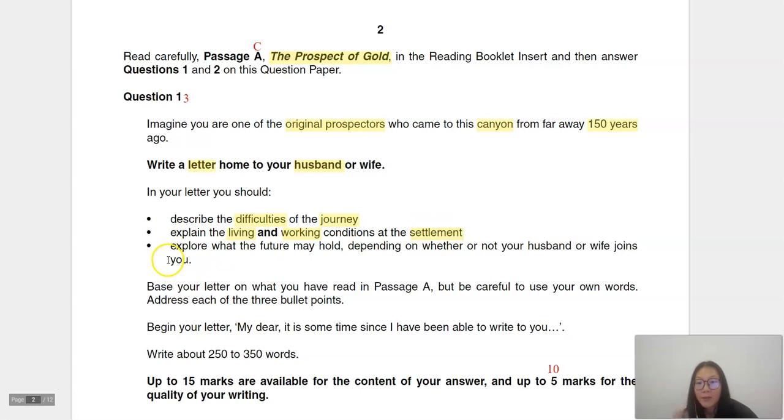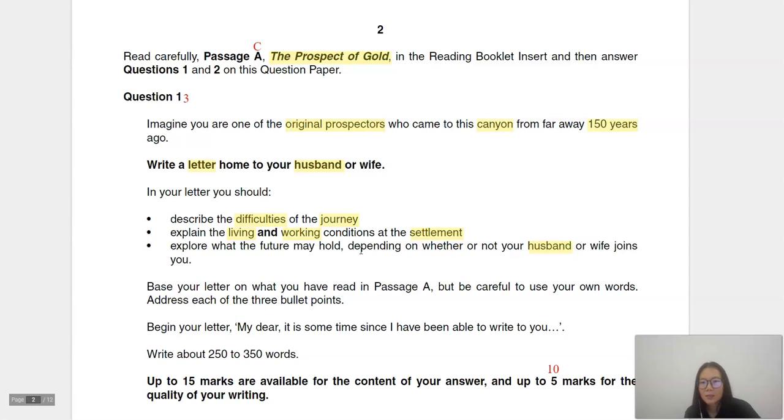Okay, and then of course you have to explore what the future may hold, depending on whether or not your husband or wife joins you. So in this case, I chose my husband, I'm the wife who went, and then you are given the choice here. You need to decide whether you are going to write to your husband to invite him to come and join you at the settlement, or are you going to tell him, please wait for me, I'll be back soon, give it a little bit of time and things like that. Okay, so some thought process required here.